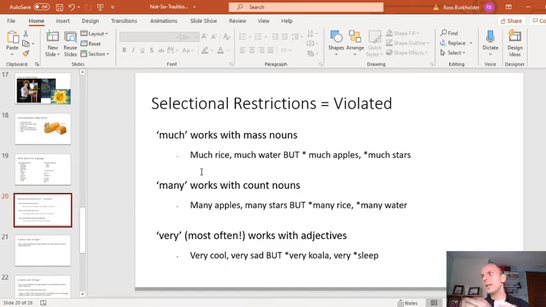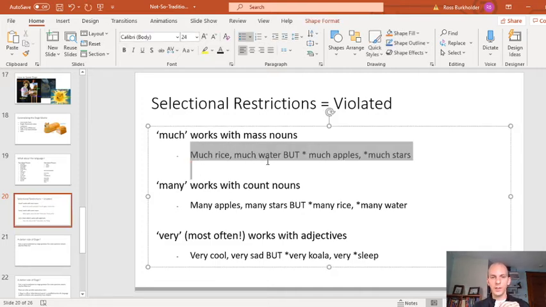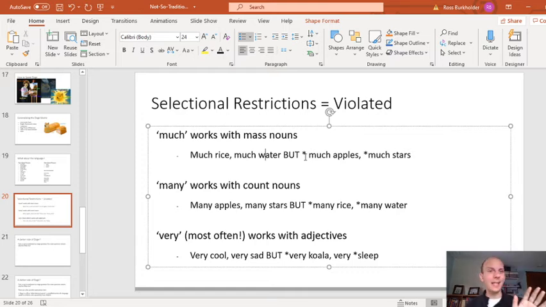Rice, technically countable, but hard to count, so it gets lumped in as a mass noun. Much works with these mass nouns, but much does not work well with count nouns, more countable objects. So it's weird if you say much apples, much stars, much computers, much plants, things like that. It's not good. Those are too countable. They go in a different class of noun, actually, called count nouns.